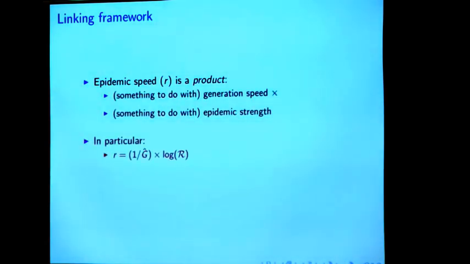And now we can write the linking framework with an equation. The epidemic speed is the product of something about generation speed and something about epidemic strength. And particularly, it's the generation speed measured using the effective mean generation time times the log of big R.